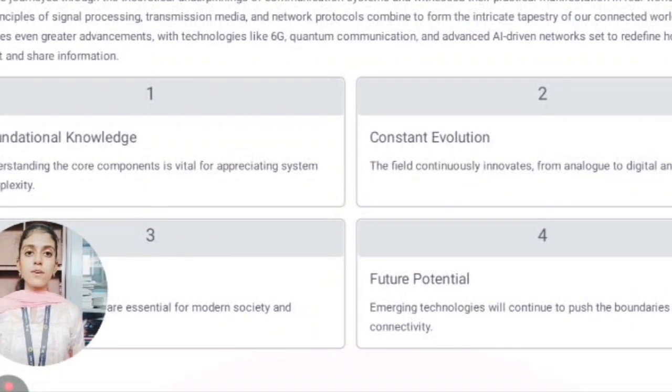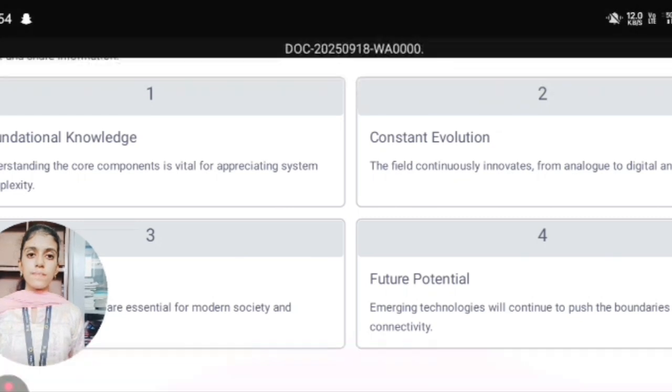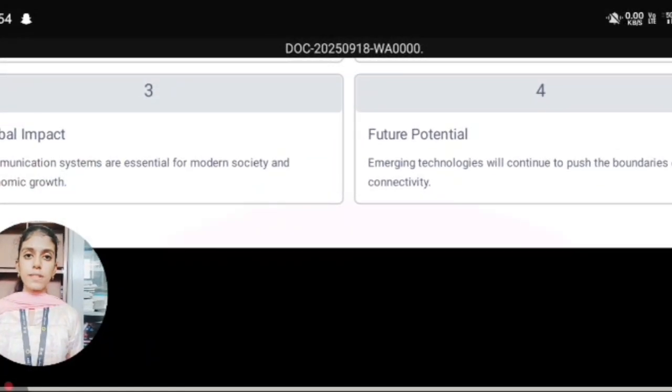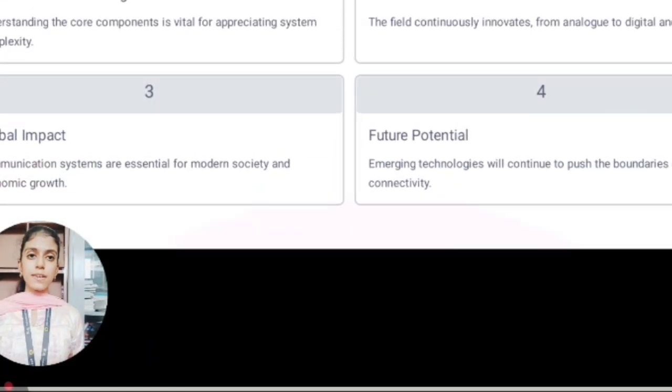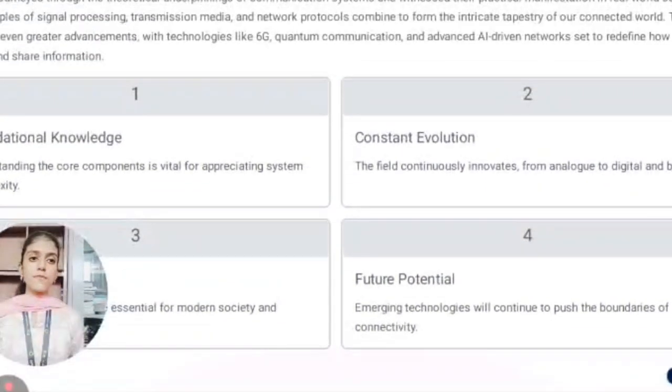First one is foundational knowledge: understanding the core components is vital for appreciating the systems' complexity and constant evolution. The field continuously innovates from analog to digital and beyond. And global impact: communication systems are essential for modern society and economic growth. And future potential: emerging technologies will continue to push the boundaries of connectivity.